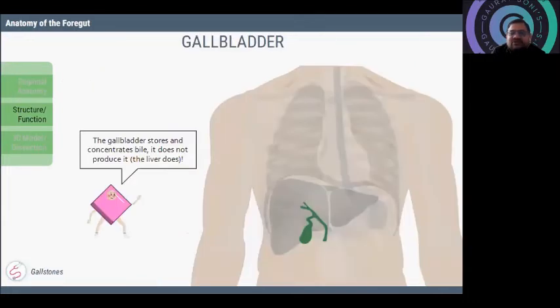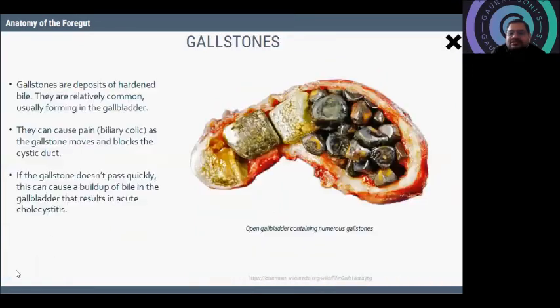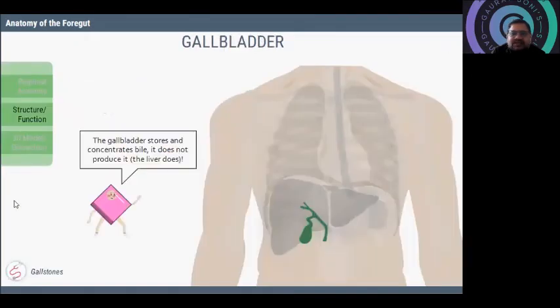Gallbladder actually stores and concentrates bile, it does not produce it. This is the most important thing which you should know. The disease which occurs here is gallstones. Gallstones are deposits of hardened bile. They are relatively common, usually forming in the gallbladder. They can cause pain, biliary colic. If a gallstone does not pass quickly, it causes a buildup of bile in the gallbladder that results in acute cholecystitis. These are the different features which you can see in the dissected part.